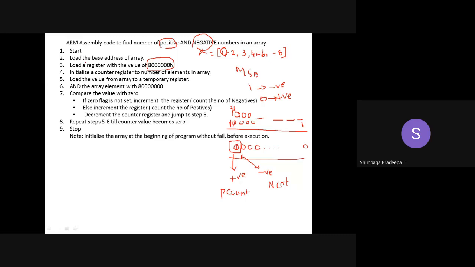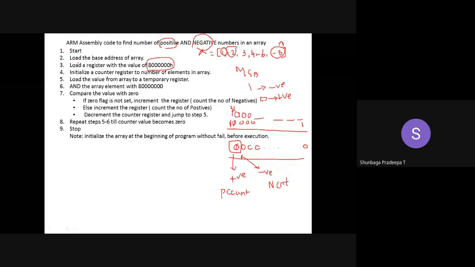So how long should we repeat this? The first data I have taken, I have performed the AND operation and I am checking the result. If it is 0, I count a positive number, else I count a negative number. Then I take the second number and perform the same process, until the last element is reached. So you should know the number of elements in the array.